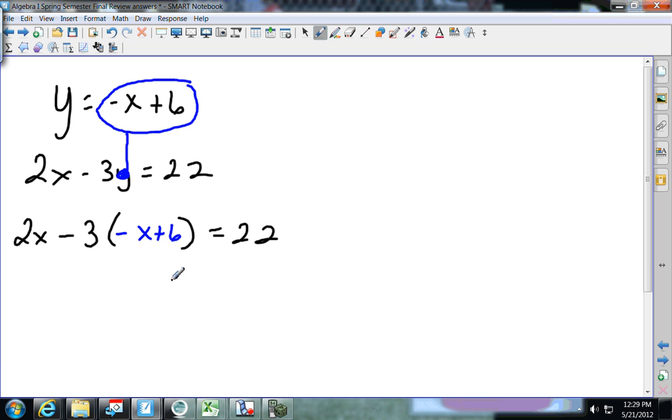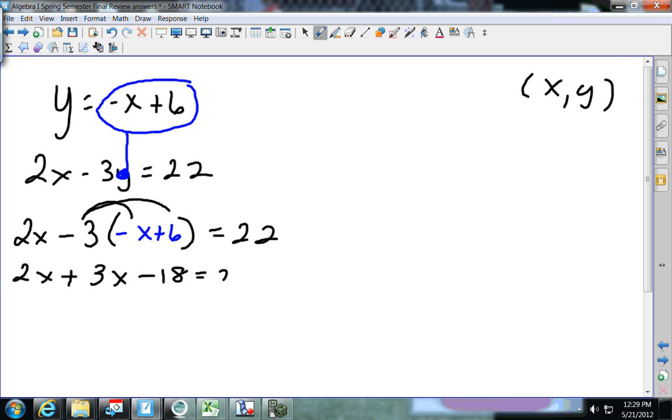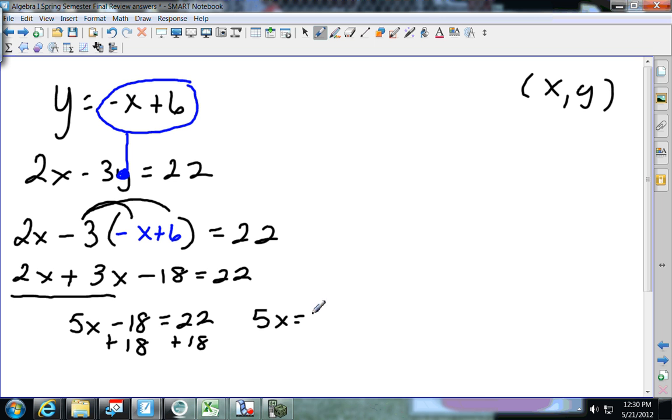Now we've done this first part of the substitution. Now we need to solve for x, because remember, we're still looking for our x and our y. The 2x comes down here. I have -3 times -x, positive 3x, -3 times 6 is -18, equals 22. Combine like terms. 5x minus 18 equals 22. Solve this by adding 18 to each side. I get 5x equals 40. Divide by 5. x equals 8.